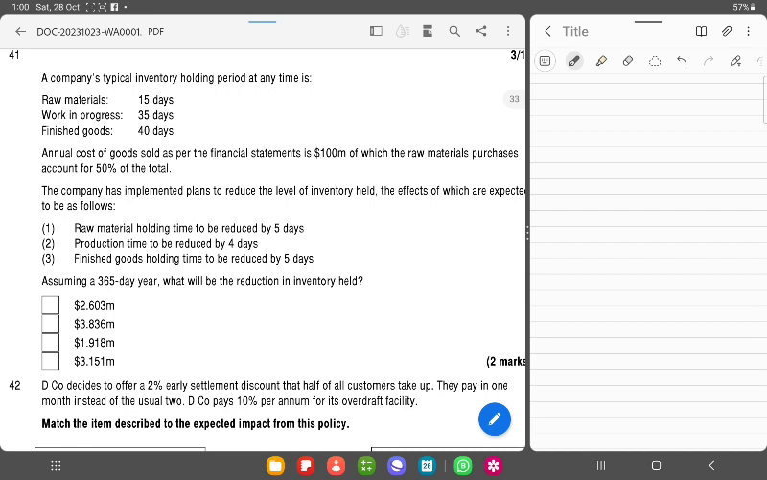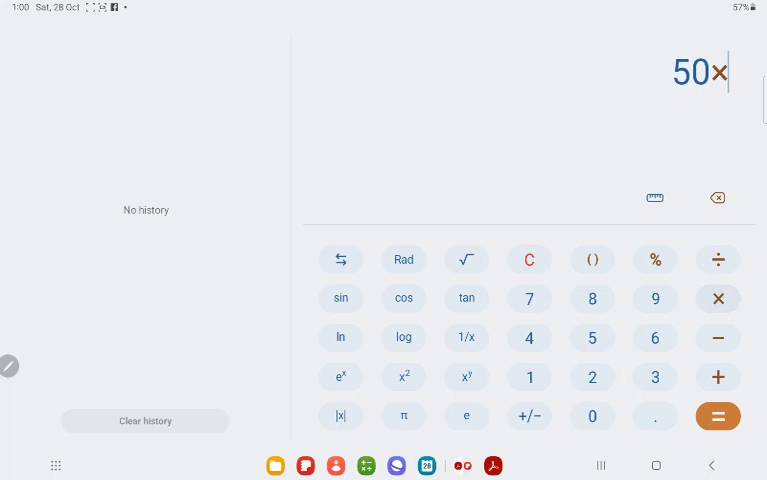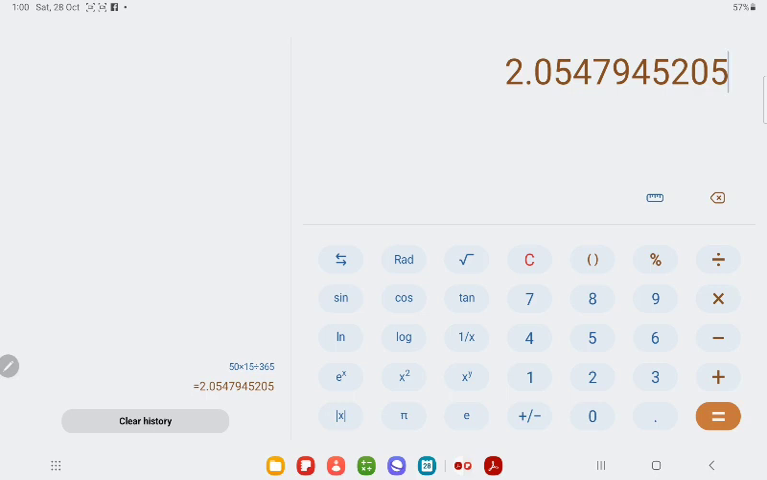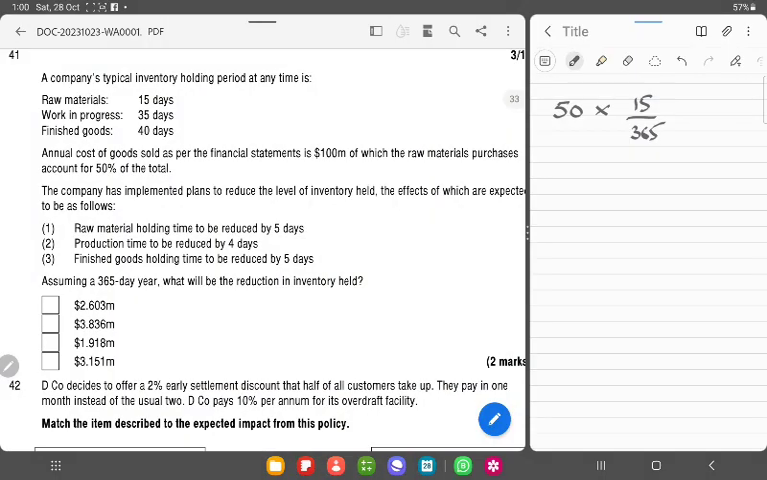For this, first we have to find out the amount of raw material inventory. So how to find this? There is a total of 50 million of raw material purchase, multiplied by the holding period of raw material, 15 days out of 365. So it will give you 50 multiplied by 15 divided by 365. So it is 2.0547, which we can say is 2.055, because we have to consider the answer up to 3 decimals.